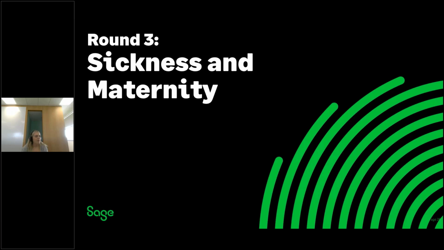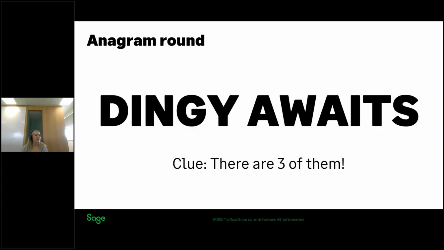So the anagram for this round is "dinghy awaits". That's dinghy awaits. And the clue for that one is there are 3 of them. So make sure to get your guesses popped in the Q&A. We'll run through the answers and then we'll see who got that the fastest at the end.